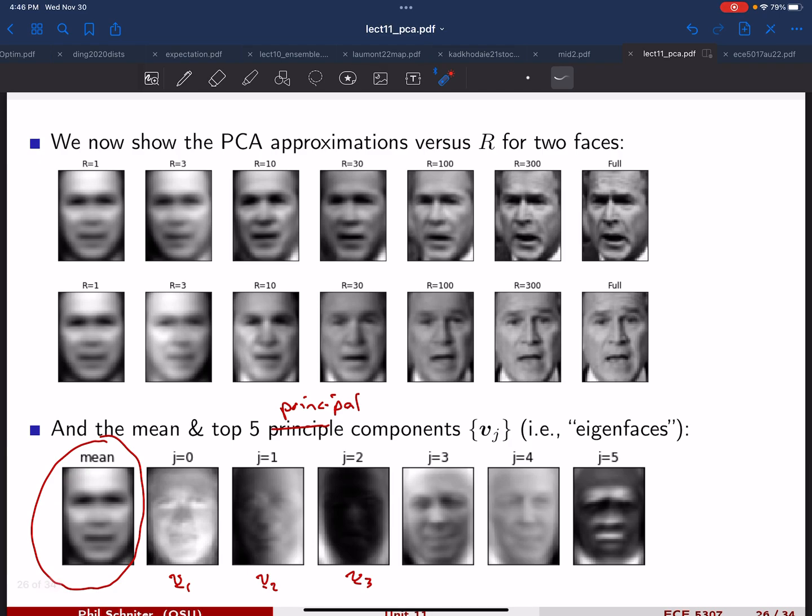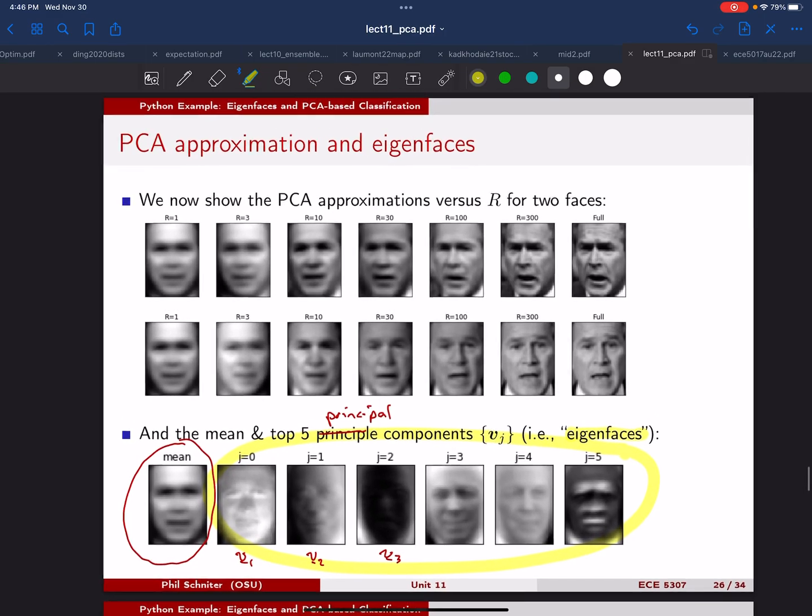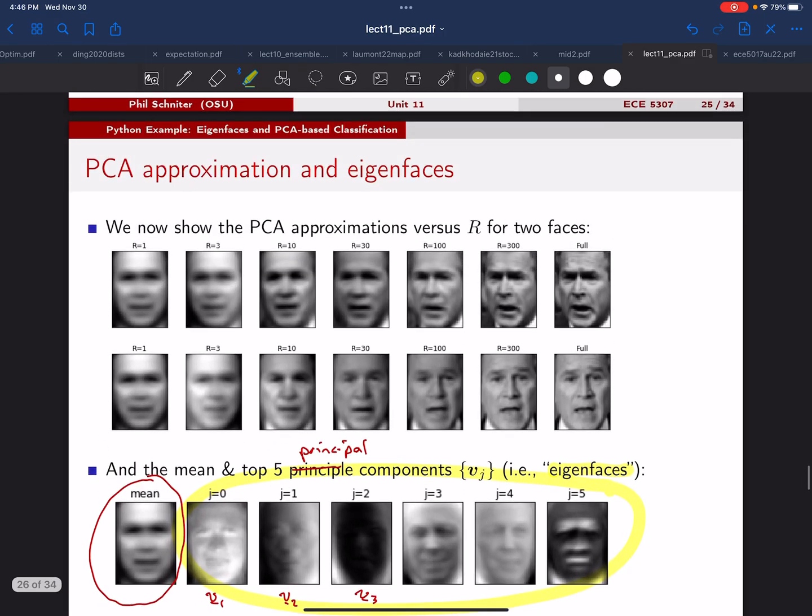All right, so I think these are kind of fun to look at. These things are known as eigenfaces, all of these things. Okay, any questions on this?